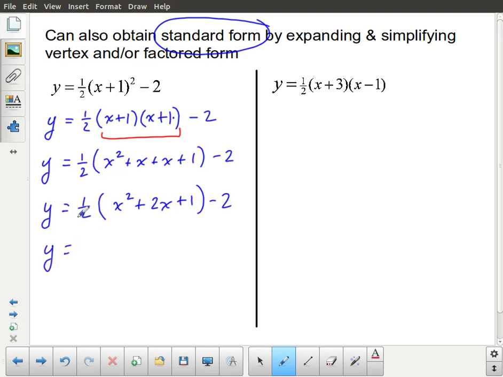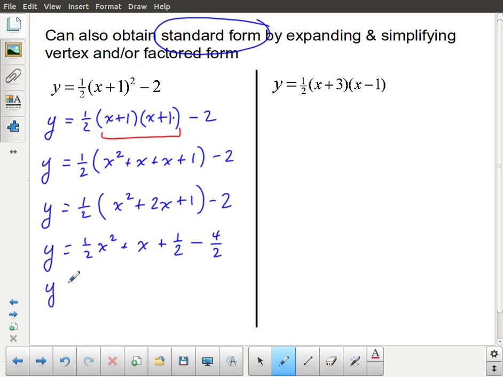y equals, now I can multiply in. A half times x squared is just 1 half x squared. A half times 2x, well, a half of 2 is just 1, so that's going to be plus x. And a half of 1 is plus 1 half. But it looks like I'm going to have a fraction here of a half, so I might as well just go ahead and change this into a fraction. Instead of writing this as minus 2, I'm going to write it as minus 4 over 2. The reason I did that is so now both of my constants have a denominator of 2.